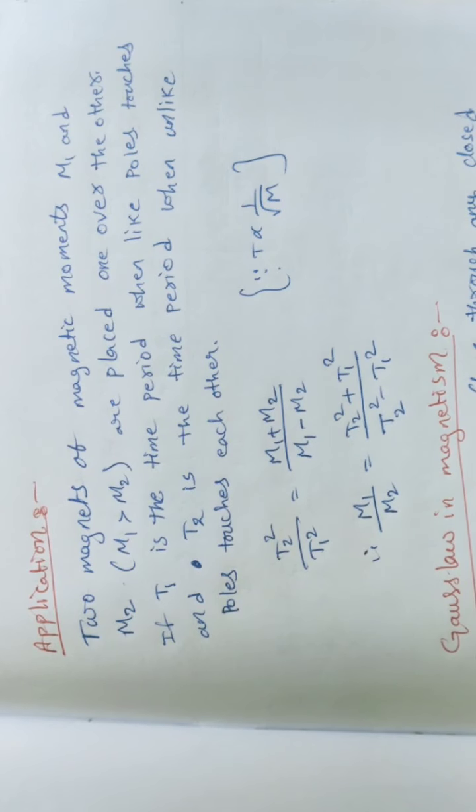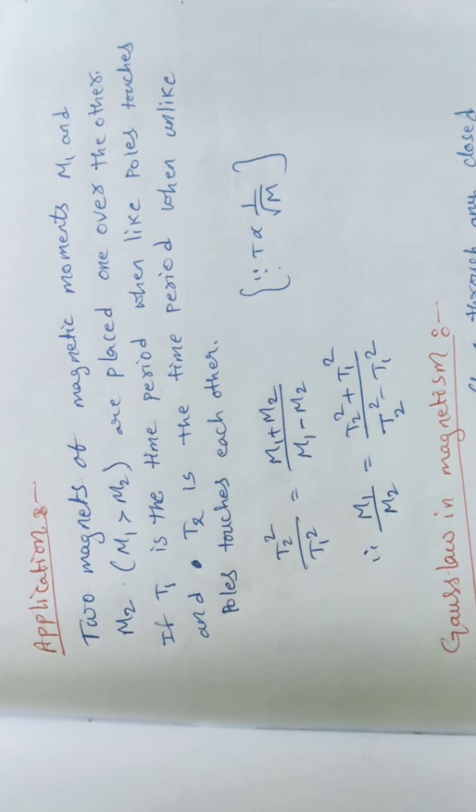Good morning, students. In the last class, we completed the time period of an oscillating magnetic needle. We identified it as T = 2π√(I/MB), where I is the moment of inertia of the given magnetic needle, M is the magnetic moment, and B is the magnetic field or magnetic induction.